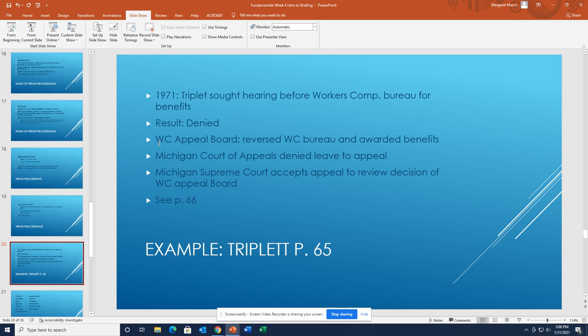Then the workers' comp board people appealed to the Michigan Court of Appeals, who denied leave to appeal, and then they appealed again to the Michigan Supreme Court, who accepted it. So there's a lot of proceedings in there. Sometimes it gets technical, and you might even have to do a little chart or a listing to help you through these prior proceedings.